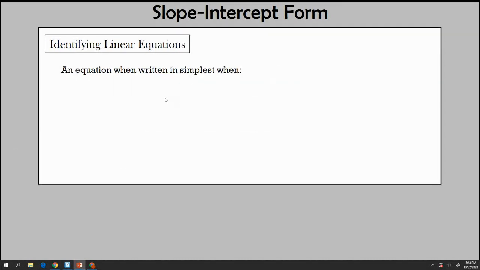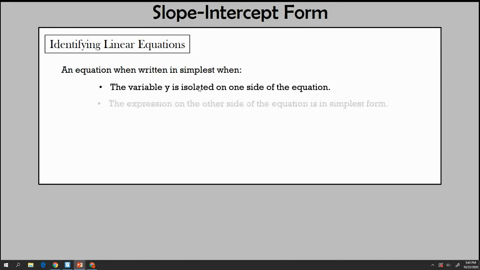The second thing is you got to make sure it's in simplest form. All right. An equation is in simplest form, number one, when the y variable is isolated on one side of the equation. And then second of all, the expression that's on the other side of the equation is in simplest form. That is, we've combined like terms, we've distributed, we've made it as simple as we can with as few terms as we can.